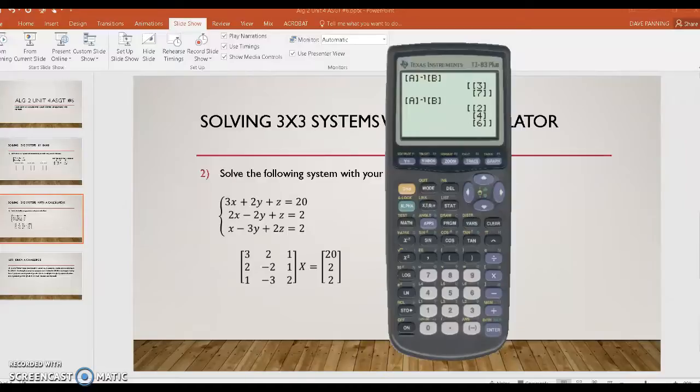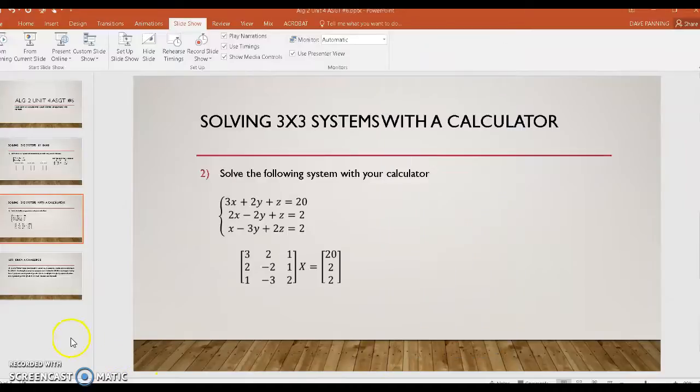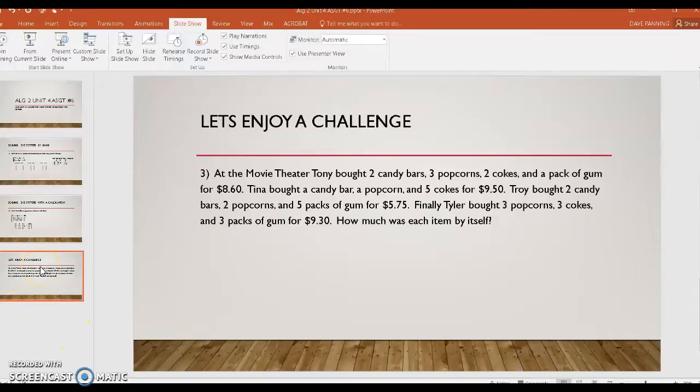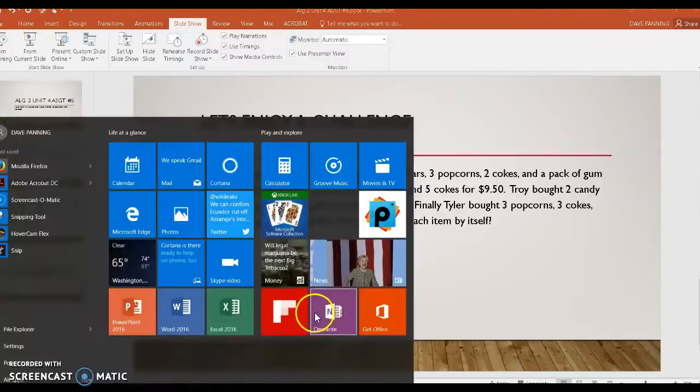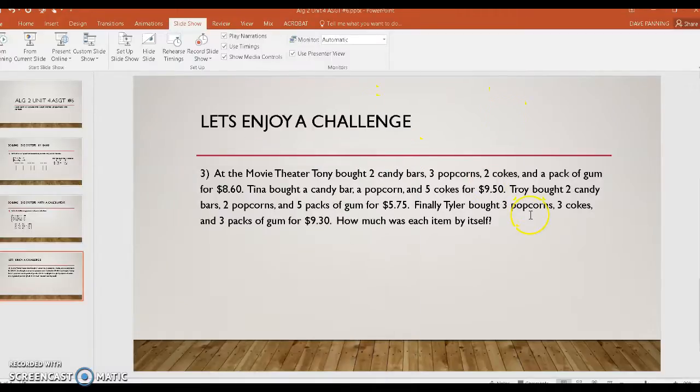Okay, so let's go on to our next problem here. This is a challenging one. We've never done a 4 by 4 system, and that's what this is. And it's not set up for us, so we'd have to set it up ourselves. Our equations are going to be based on the candy bars, the popcorn, the Cokes that people buy, and the packs of gum.